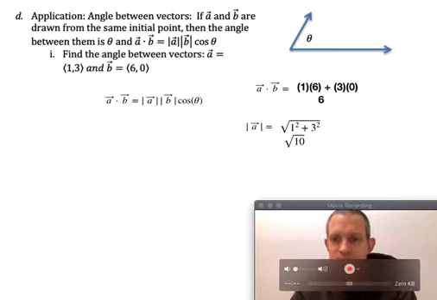And likewise, we can find the length of B. B is actually easier because it's only in one dimension, and so you don't have to bother with the whole distance formula. It's just a length of 6. And so if we put all those things together, the dot product is 6. The length of A is the square root of 10. The length of B is also 6. We have this equation.